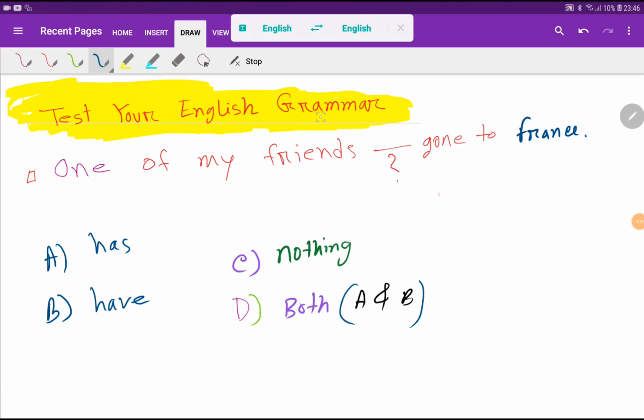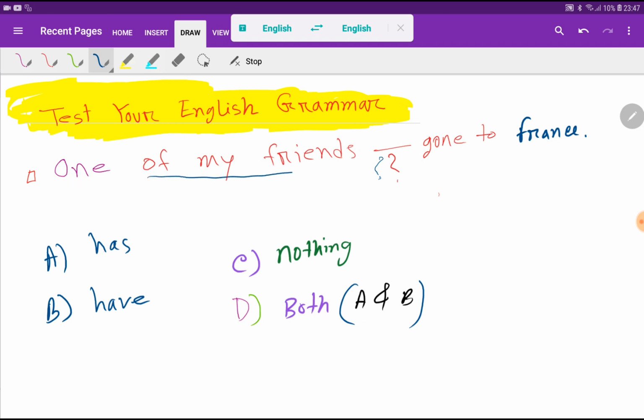Test your English grammar. Okay, let me solve this question. One of my friends dash gone to France. What will come here? Is it option A or option B? Okay.